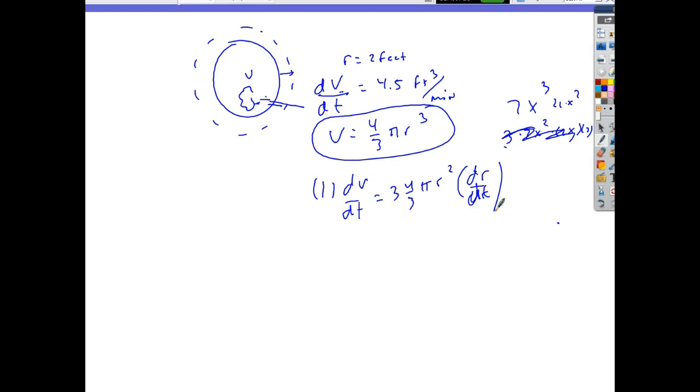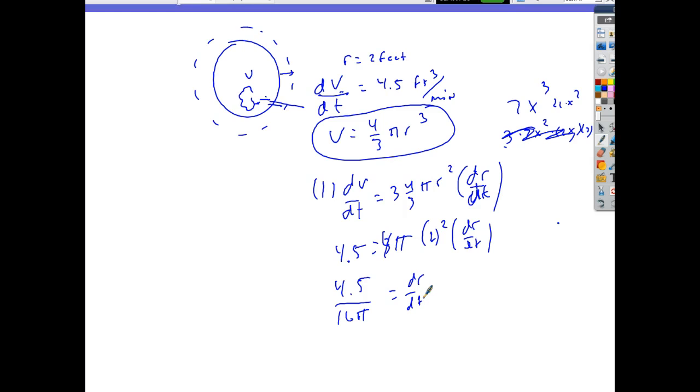Okay, now plug in the things I know. dV/dt is 4.5. This becomes 4 pi. R squared is 2 squared times dR/dt, which is what I'm looking for, right? So I get 4.5 over 16 pi equals dR/dt.